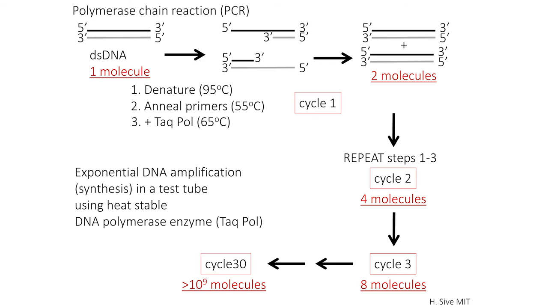Okay. So PCR gives exponential DNA amplification in a test tube because of exploiting this property of the heat-stable Thermus aquaticus Taq polymerase. Very cool technique. And I'd like you to practice now designing some primers and figuring out how you would PCR amplify a piece of DNA.